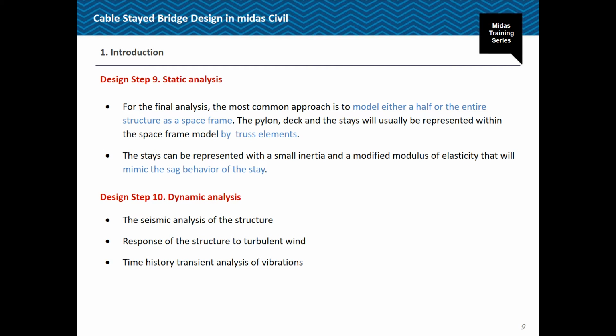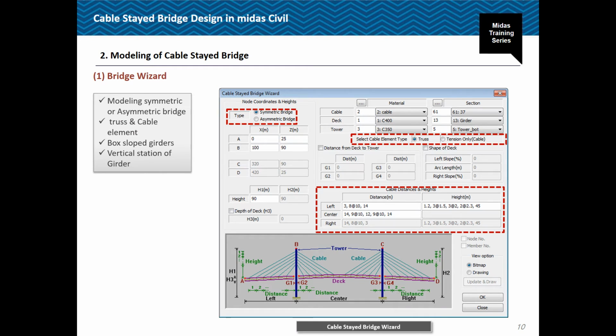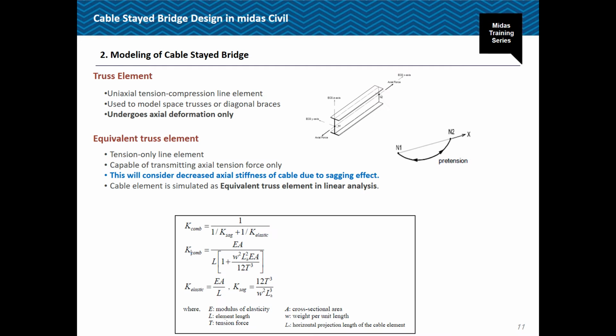If dynamic analysis is required, this consists either of seismic analysis of the structure, response spectrum analysis of the structure to wind, for example, and also time history transient analysis of vibration. A quick way of modeling cable-stayed bridges is to use the wizard. The wizard allows you to model symmetric or asymmetric bridges, to use truss or cable elements, and also to model box sloped girders and to arrange the spacing of the vertical stations.